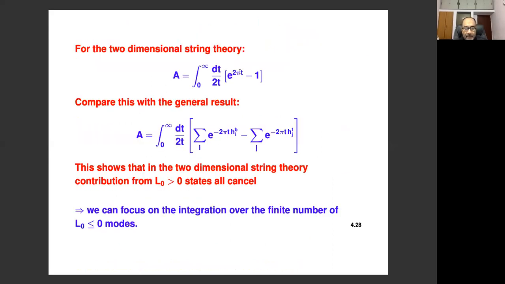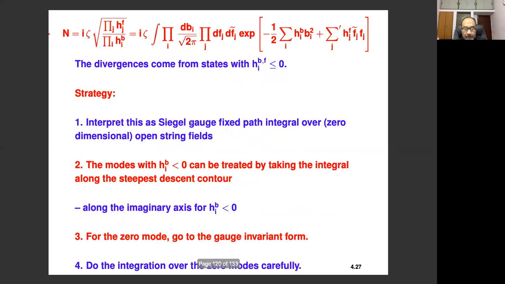Now here, I have already shown this for the 2-dimensional string theory. The annulus amplitude in fact is very simple. In particular, what it shows is that all the L0 larger than 0 states cancel. So you really don't have to worry about the integration over the L0 larger than 0 states. We can focus on the integration over the finite number of L0 less than or equal to 0 modes. So this integral really becomes a finite dimensional integral in the case of 2-dimensional bosonic string theory.